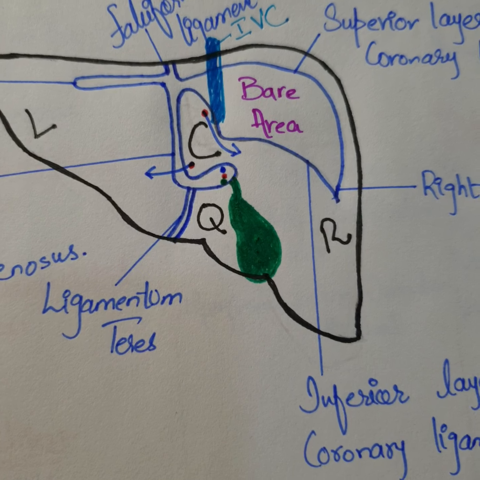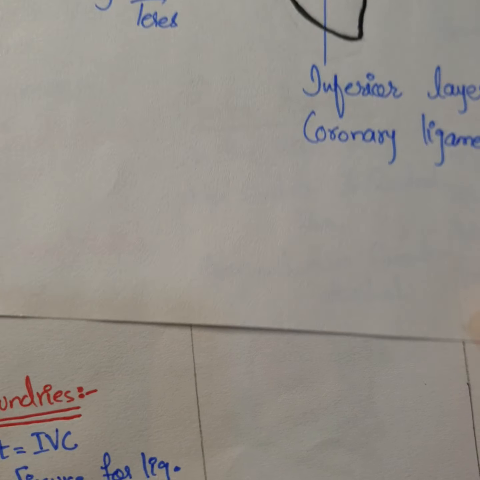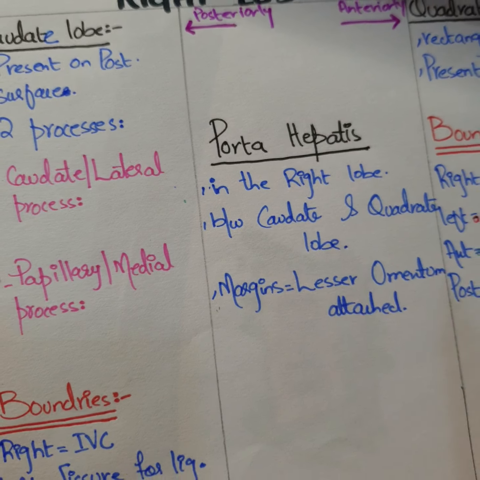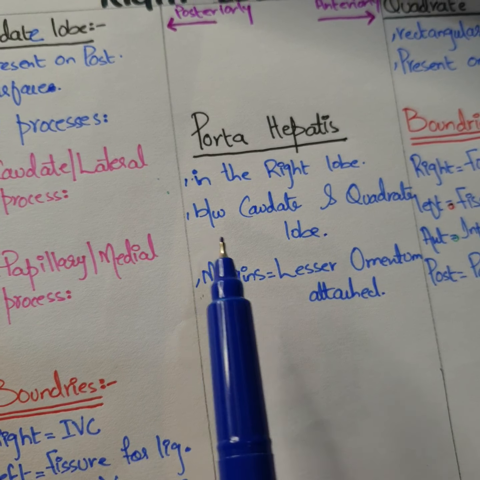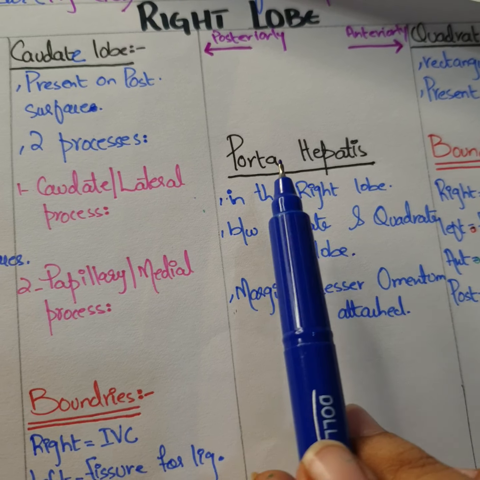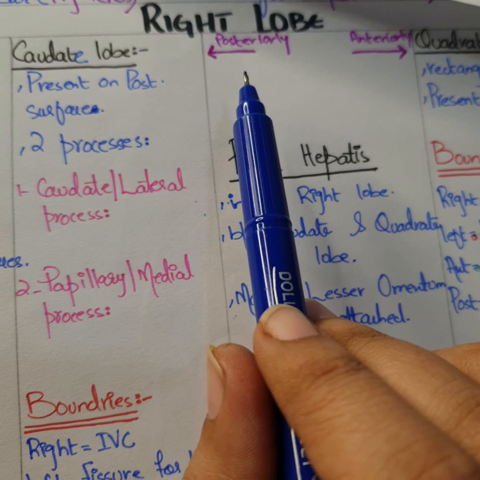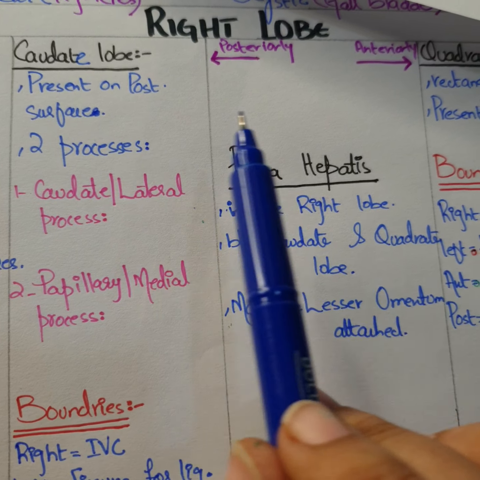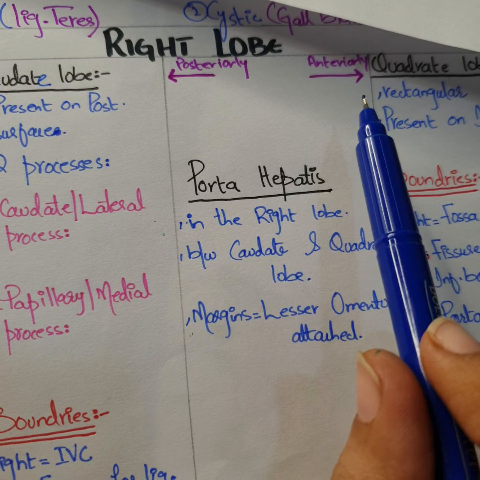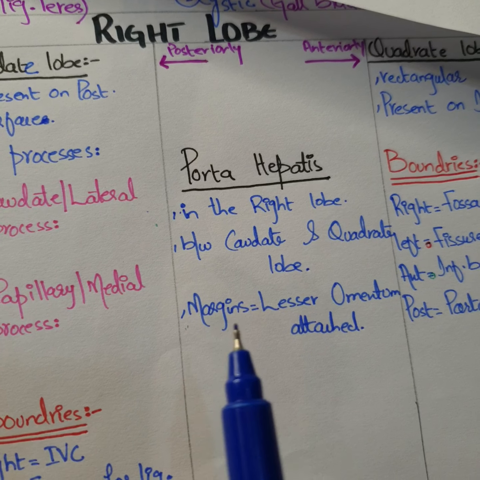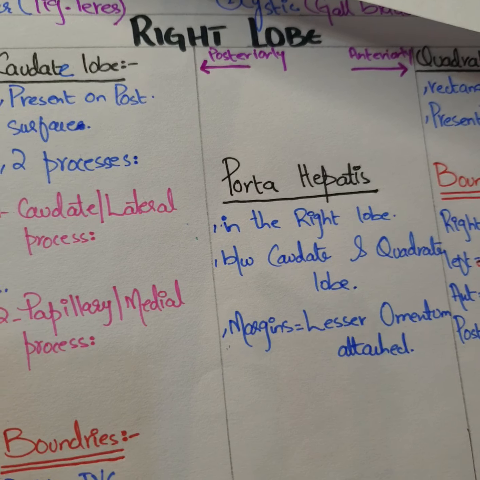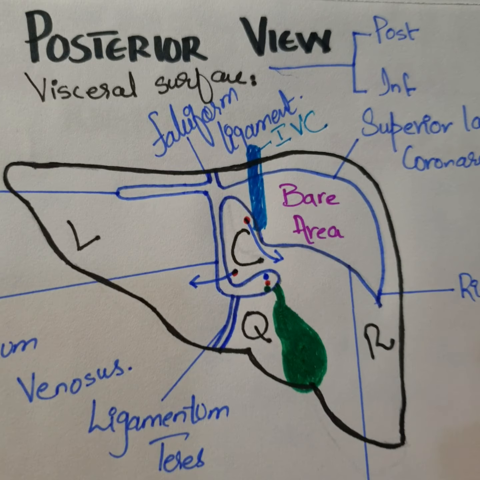Now the arrangement of structures. What is this porta hepatis? The porta hepatis is present in the right lobe. It is present between the caudate and quadrate lobe. Posterior to the porta hepatis we have the caudate lobe, anterior to it we have the quadrate lobe, and on the margins of the porta hepatis the lesser omentum is attached.